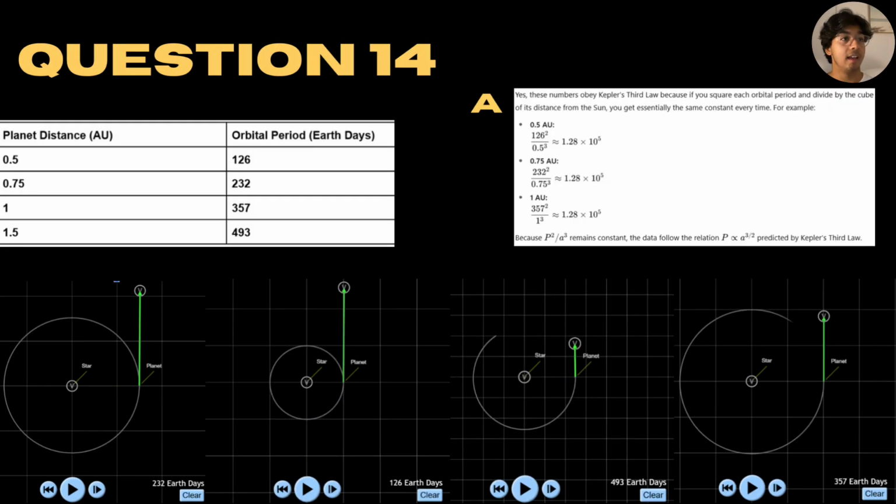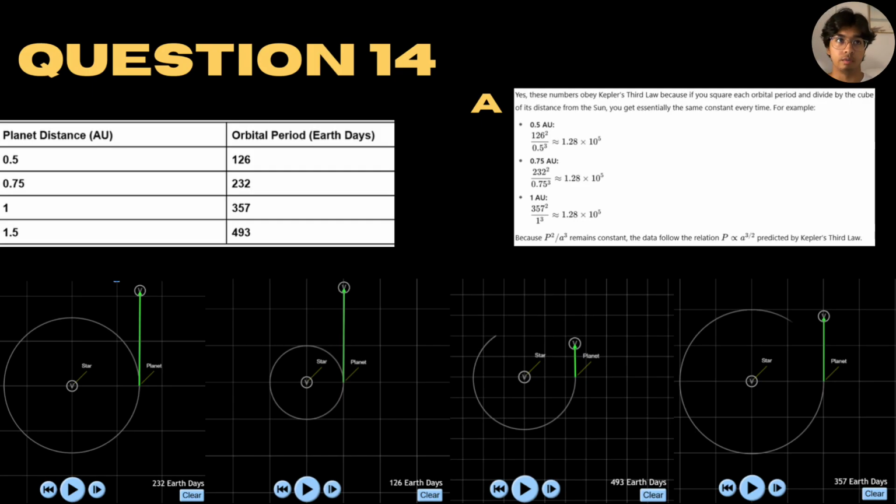Question number 14 asks us to record the time it takes for a planet at 4 different orbital distances to complete one orbit. As you can see in the table, I've used the distances 0.5, 0.75, 1, and 1.5. And if you notice, the orbital period increases proportionally to the orbital distance. You can also see that in the screenshots below.